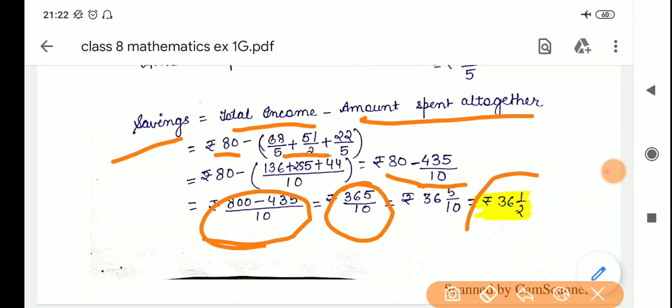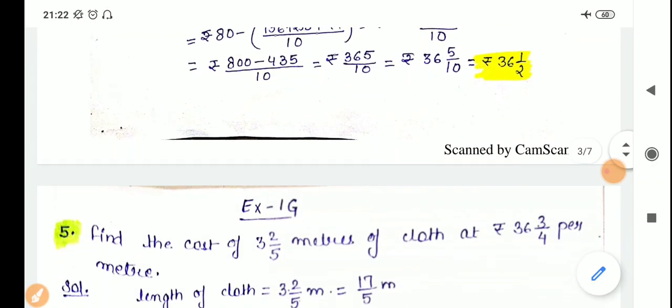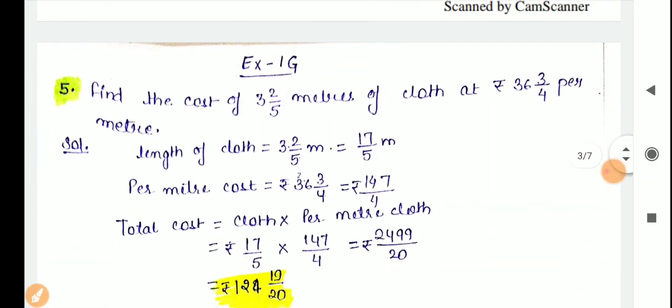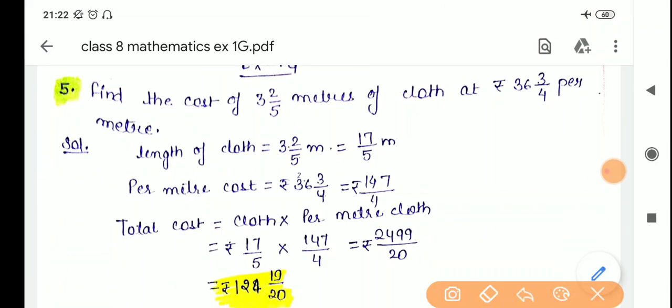So the ultimate answer will be 36 rupees 1 by 2. Understood? This is the fourth question we have done. Now moving ahead, question number 5. Find the cost of 3 complete 2 by 5 meters of cloth at rupees 36 complete 3 by 4 per meter.